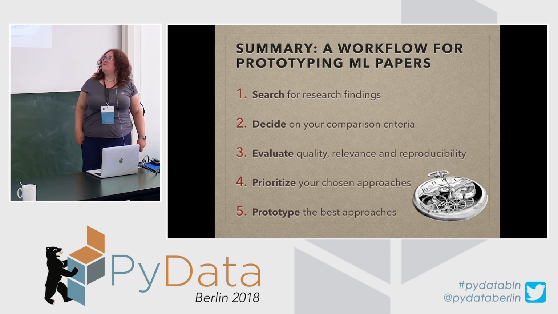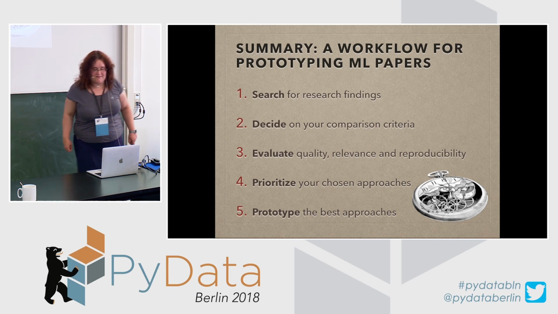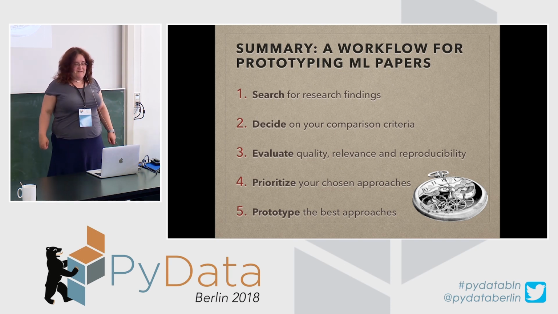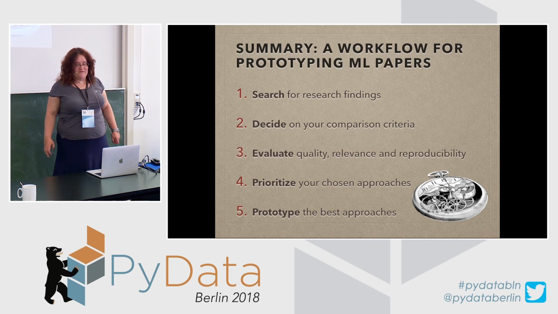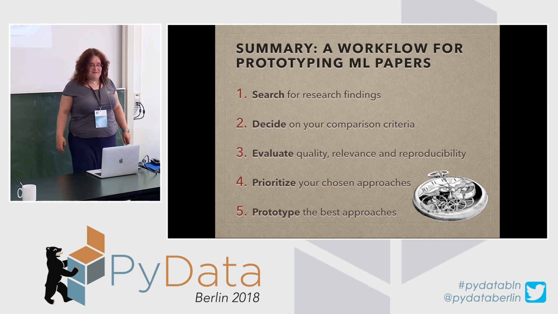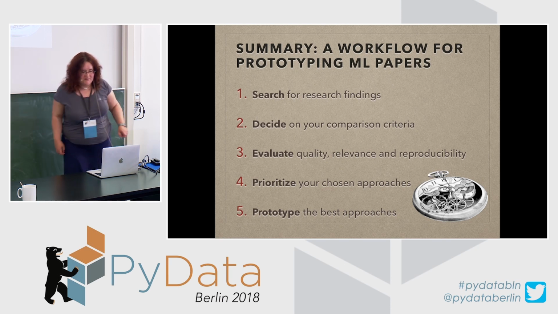When you find yourself in that situation, these are the steps that I would recommend to follow in this order to make life a lot easier. First, search for the research findings, then decide on the comparison criteria to figure out what makes a good paper for your use case. Then evaluate all the papers that you find relevant to find out which ones really meet those criteria. Then prioritize, out of those that seem good, which ones are easy to implement and promising. And finally, prototype the approach.